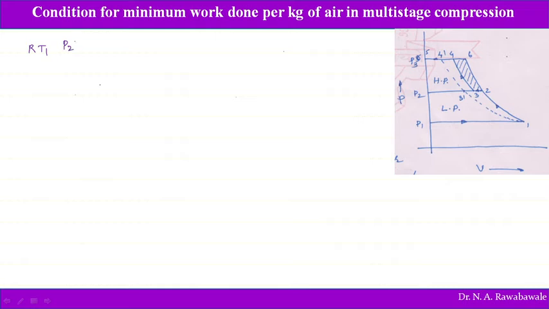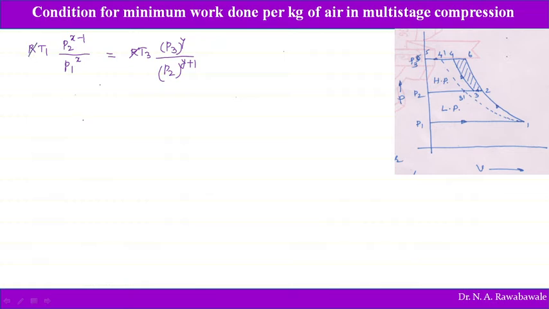P2 to the power of x minus 1 divided by P1 to the power of x, which is equal to RT3 P3 to the power of y divided by P2 to the power of y plus 1. So R gets cancelled.